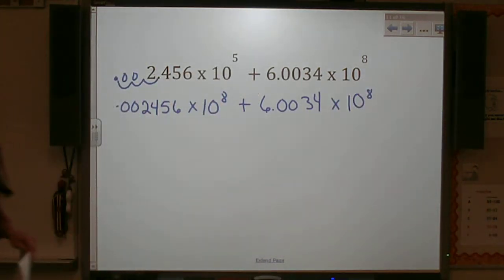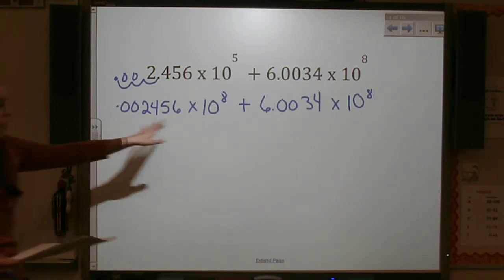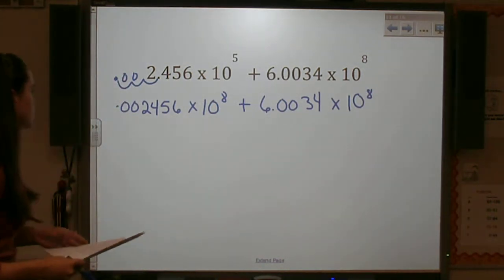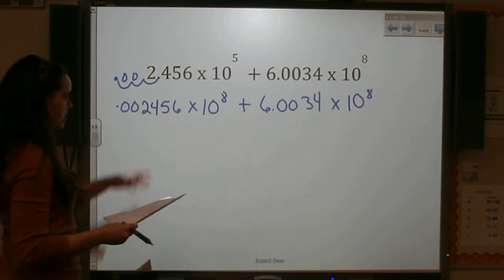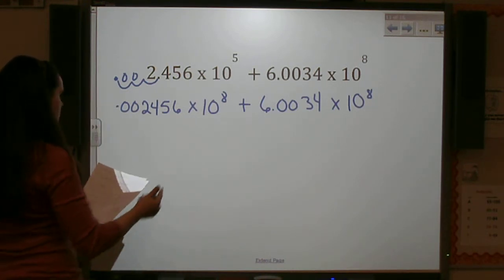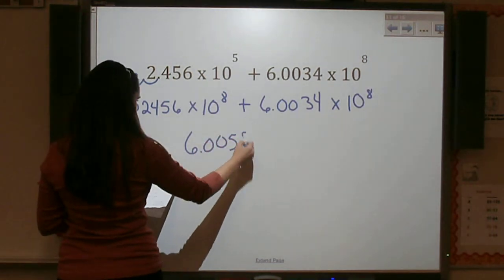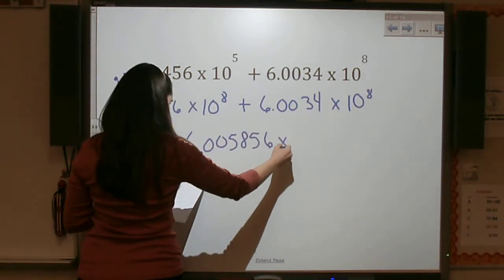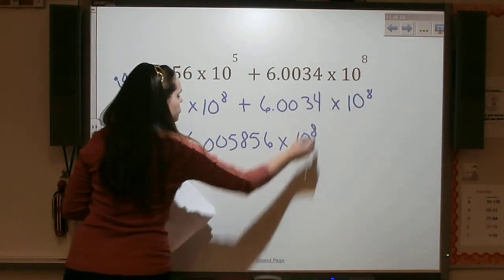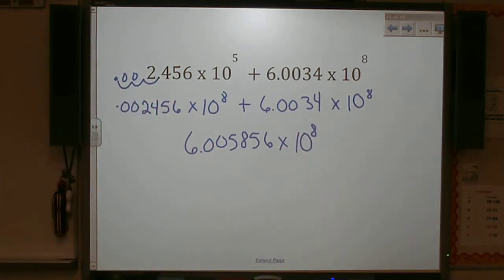Okay? Now I have like terms, I'm going to combine them. If it is okay with you, I'm not going to show the math of these two numbers. Just remember you have to line up your decimals and then add everything. And so these two numbers added together are 6.005856 times 10 to the 8th. And it is in scientific notation, so we do not need to do anything further.